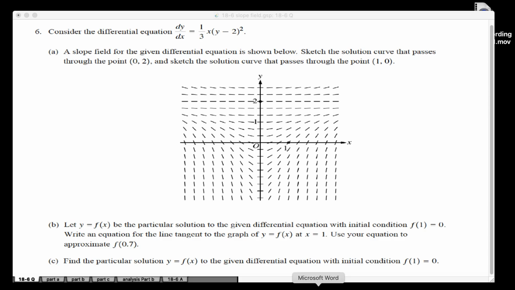Calculus AB 2018 AP exam question number 6. It says consider the differential equation. So this is a slope field type of equation problem. There are 3 parts to it, so we'll do each part individually here.